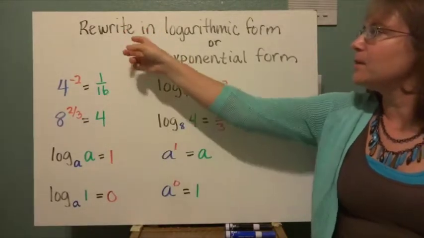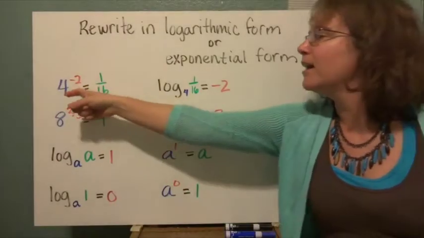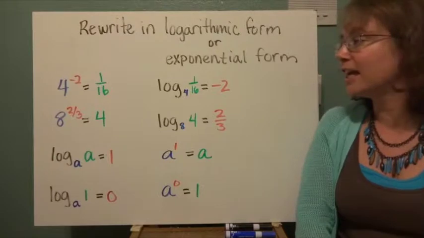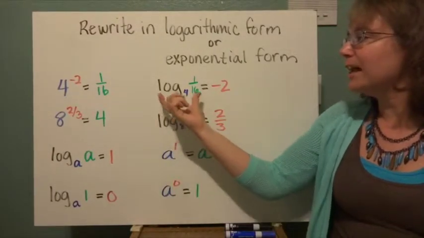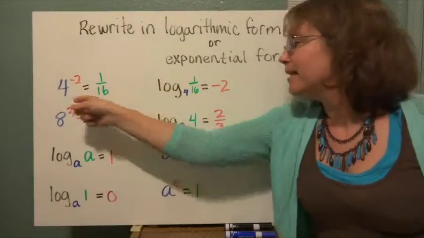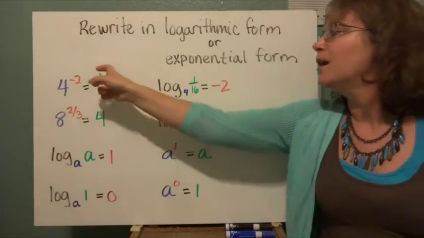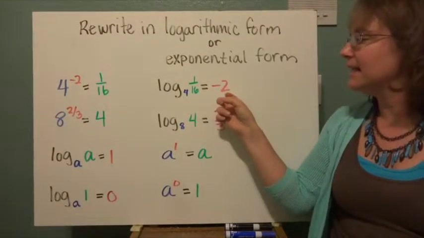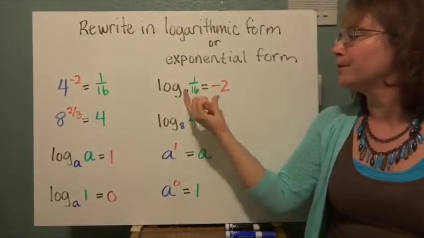So let's just practice a little bit rewriting in logarithmic form or exponential form. So here I have 4 to the -2 equals 1/16, and you can go ahead and check that. I just have 1/4 squared, which is 1/16. And rewriting in logarithmic form, this base is going to be the base of my logarithm. Log base 4 of 1/16 is going to equal my power, in this case -2. So you should be able to go back and forth between these two forms.